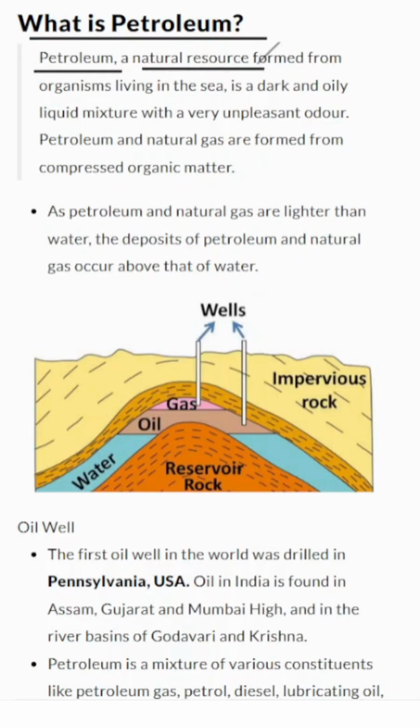It's a natural resource that has a unique origin and properties. Petroleum is a dark and oily liquid mixture with a rather unpleasant odor. It's formed from the remains of organisms that once lived in the sea. These organisms, over millions of years, underwent a remarkable transformation into this valuable resource.